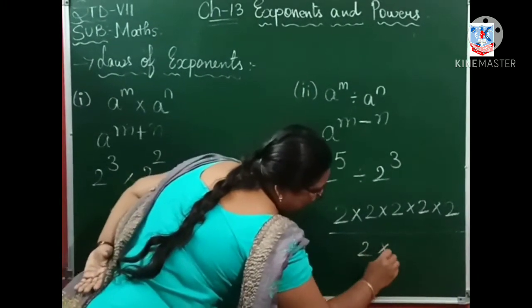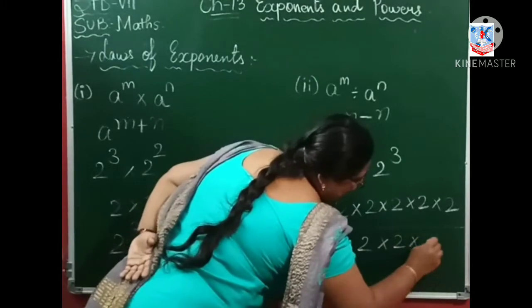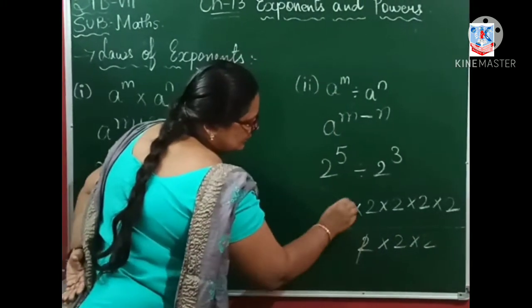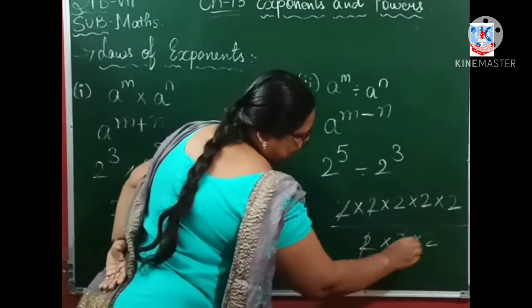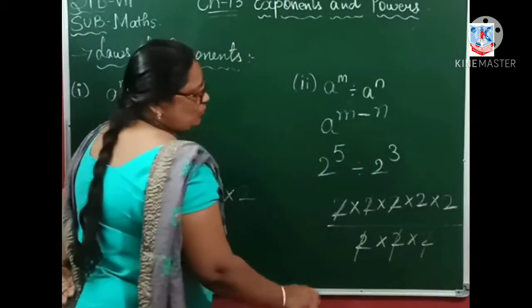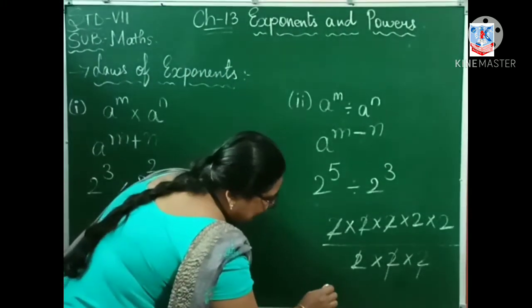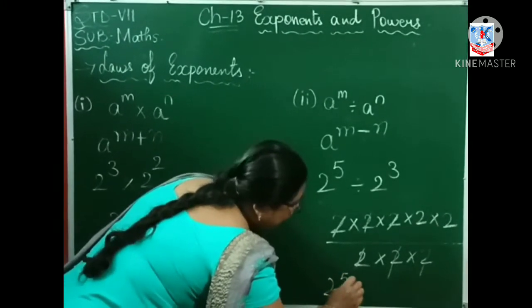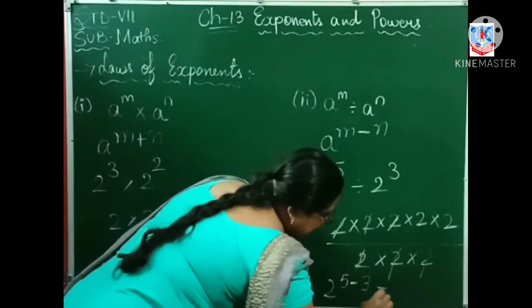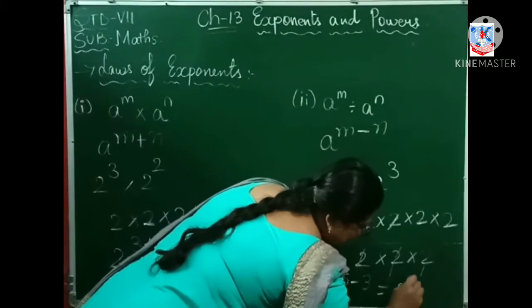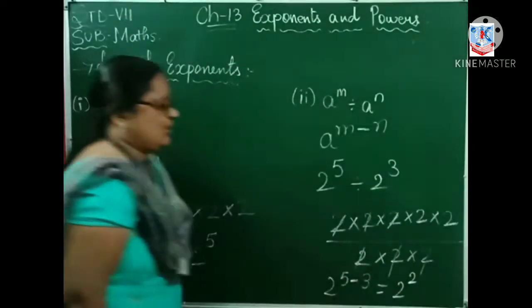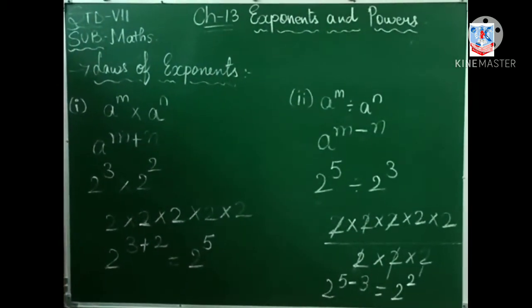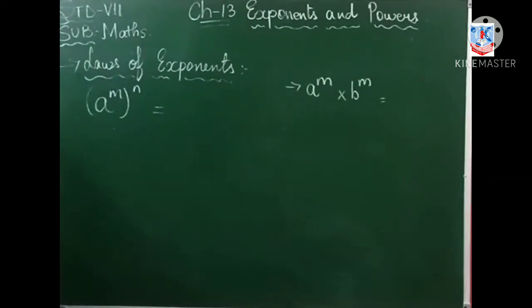Divided by 2 raised to the power 3, that means 2 into 2 into 2. Cut. Now how many times 2? 2 times. So we can say 2 raised to the power 5 minus 3 is equal to 2 raised to the power 2. Understood?